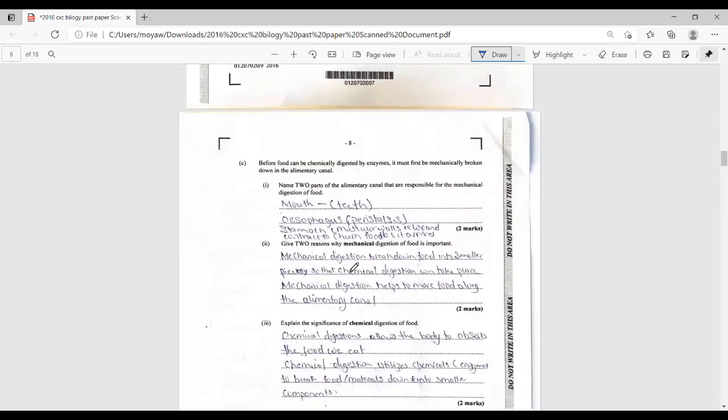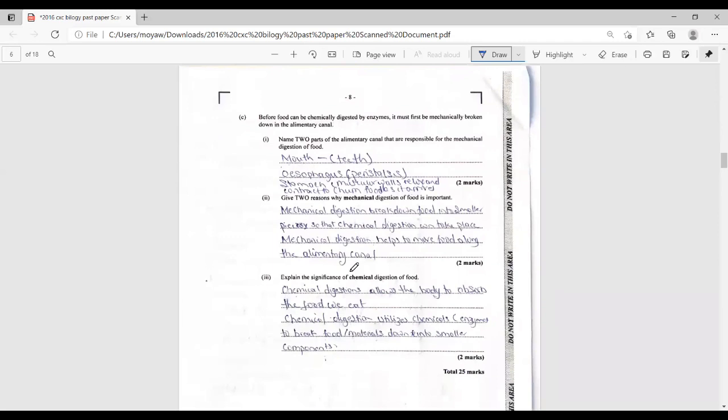Moving on. C. Before food can be chemically digested by enzymes, it must first be mechanically broken down in the alimentary canal. So name 2 parts of the alimentary canal that are responsible for the mechanical digestion of food. The first thing that should come to your mind is the teeth. As you can see, I have the mouth and the teeth, and it is responsible for mechanical digestion. It tears and breaks and chews food.